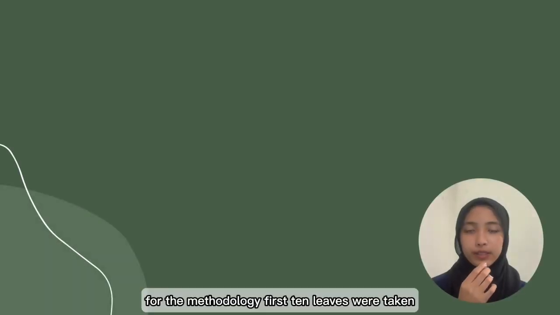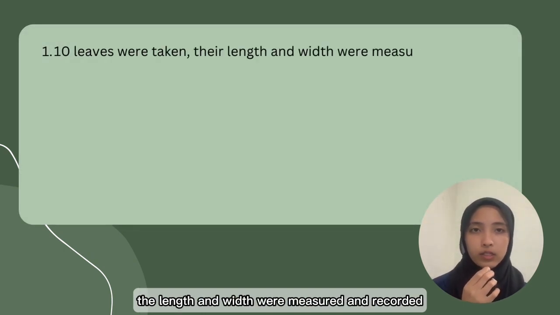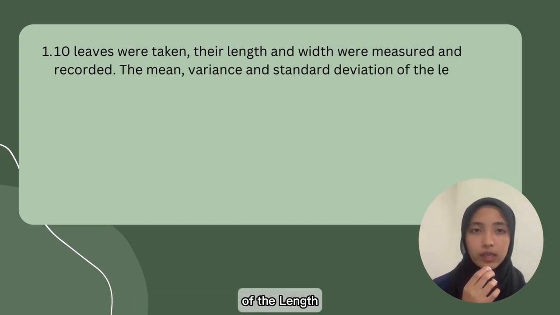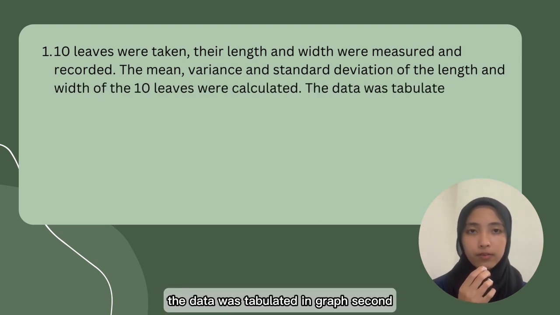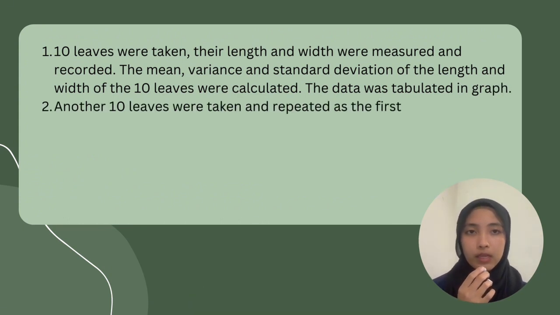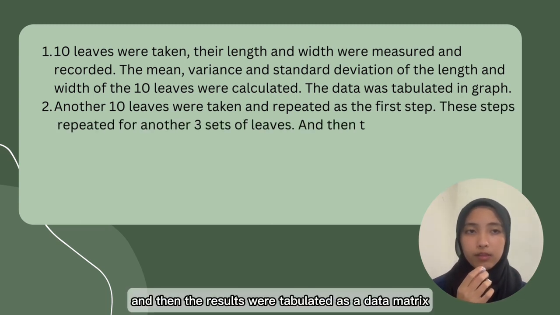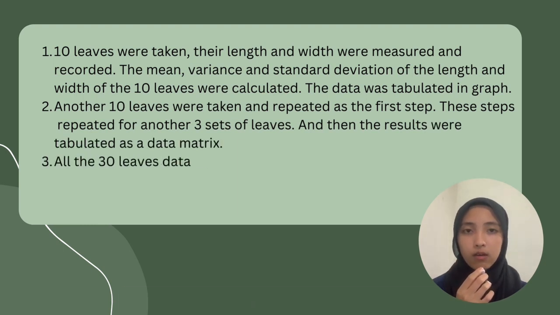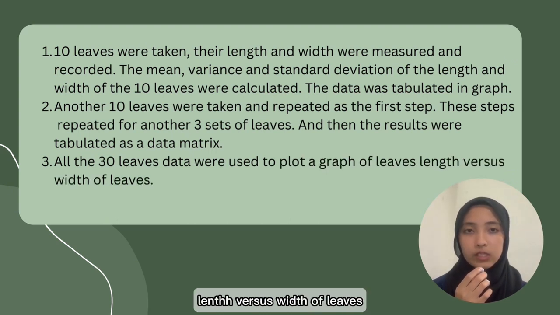For the methodology, first, 10 leaves were taken. Their length and width were measured and recorded. The mean, variance, and standard deviation of the length and width of the 10 leaves were calculated. The data was tabulated in a graph. Second, another 10 leaves were taken and the first step was repeated. This step was repeated for another 3 sets of leaves, and then the results were tabulated as a data matrix. And last, all the 30 leaf data were used to plot a graph of leaf length versus leaf width.